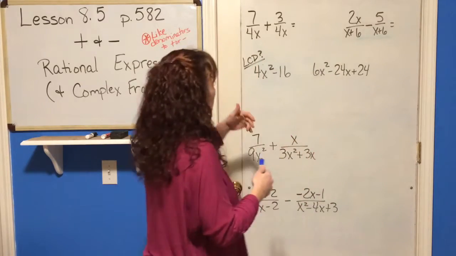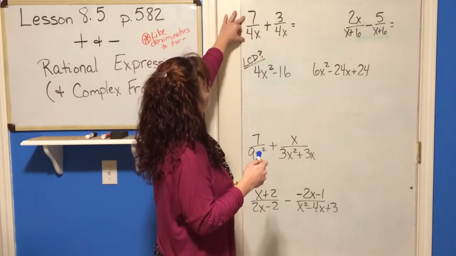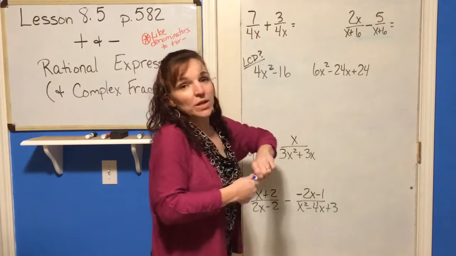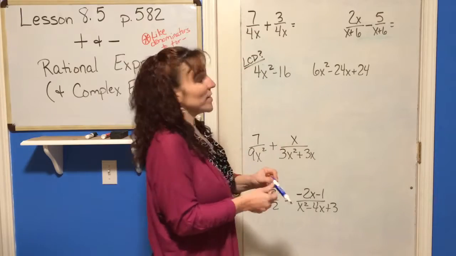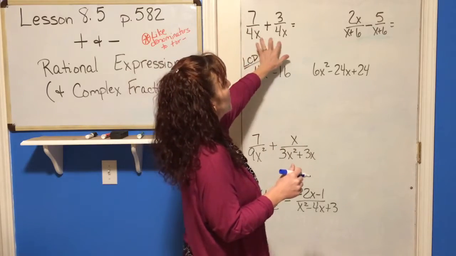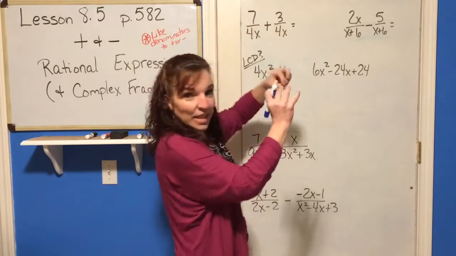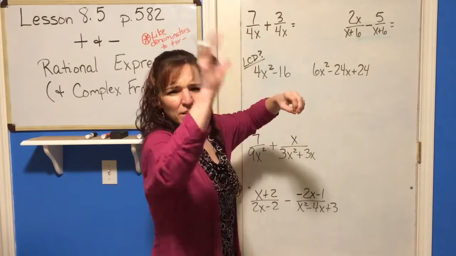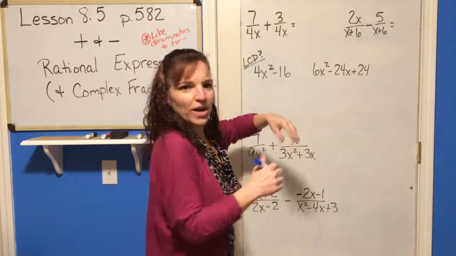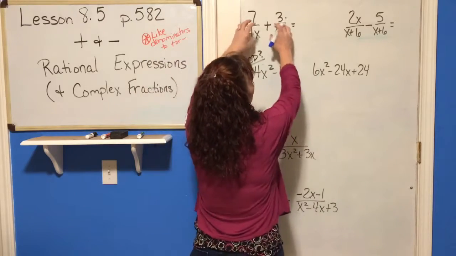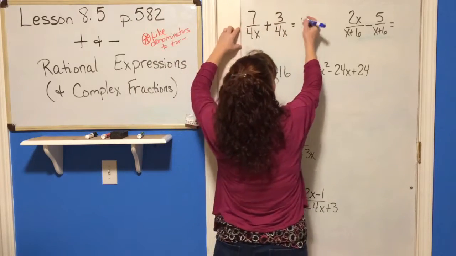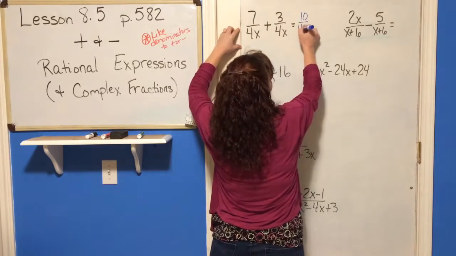The denominator is your bottom number, so here we go. 7 over 4x plus 3 over 4x, we can immediately see this is actually quite simple because they have the same denominators. If the denominators are the same, just add the numerators and then keep your denominator. This is just like back in 5th or 6th grade when you learned how to add fractions. You just have variables in there now. So 7 plus 3 is 10 over 4x.